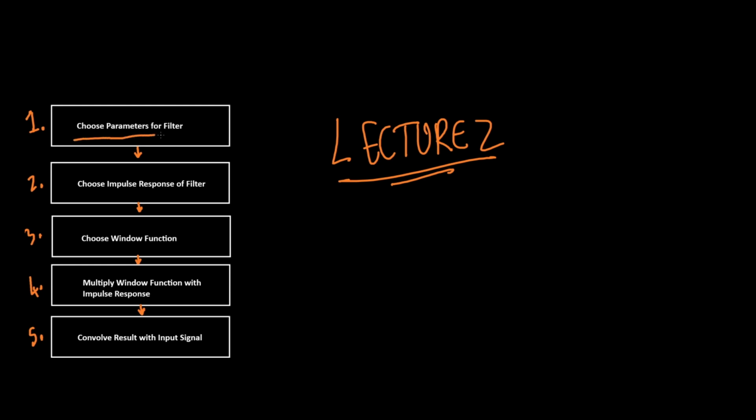Step 1, choose parameters for the filter. Step 2, choose impulse response of the filter. Step 3, choose window function. Step 4, multiply window function with impulse response. Step 5, convolve the results of step 4 with input signal. Today we're going to be looking at step 1, choosing parameters for your filter. Let's do that.